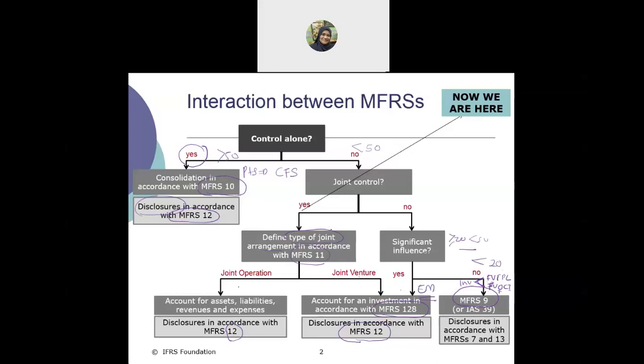So now we're going to look at these two. The first one is on joint arrangement. The second one is going to look at significant influence. If there is no significant influence, this one was already discussed last semester, in your financial assets and financial liabilities, if you still remember that one. Okay, now going to look at the joint arrangements.